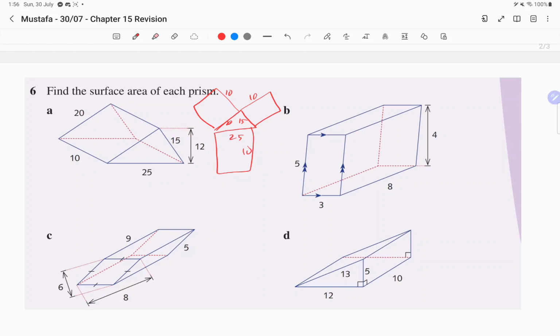Because these rectangles each have one side on the triangle, and each side of the triangle is different. It's 20, 15, and 25. That makes sense? So you need to calculate the two triangles. They're the same, but then the three sides will be different. Okay. How about question B?